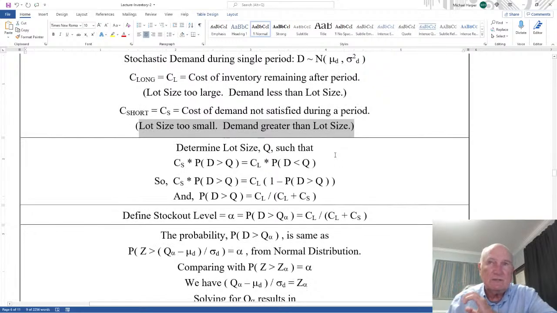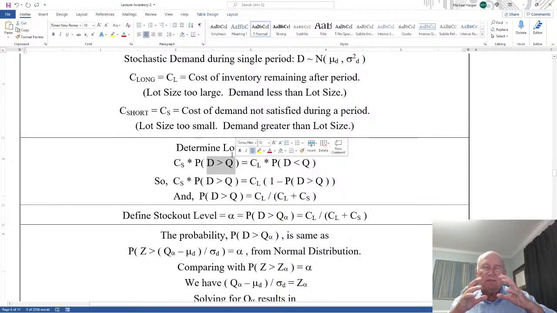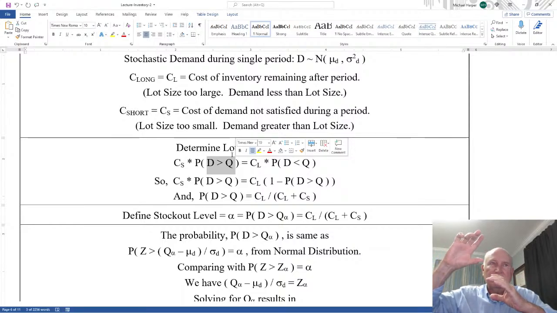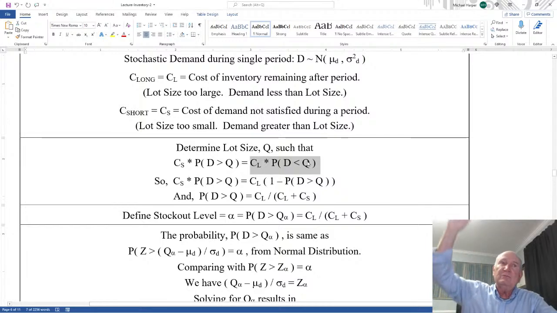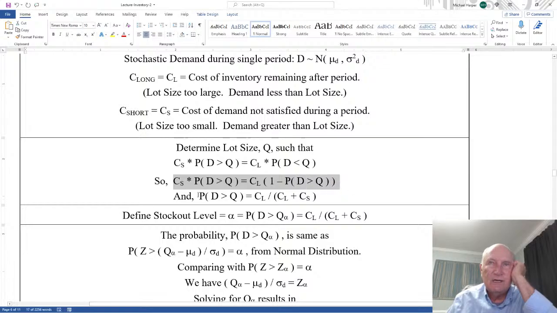Okay, well, how do we determine our Q? By looking at the cost of stockout. Well, we determine the lot size Q by saying, okay, I'm going to take the cost of stockout times the probability of my demand greater than my lot size Q, because that represents stockout. Q is my order lot size. If my demand is greater than that, I don't have enough inventory to meet my demand, so that's stockout, unmet demand. Long cost is when your demand is less than your lot size. I've ordered too much. My demand is here, my lot size is up here. So that's long cost.